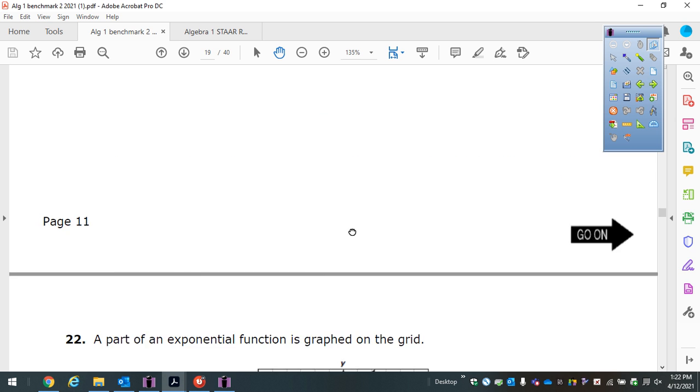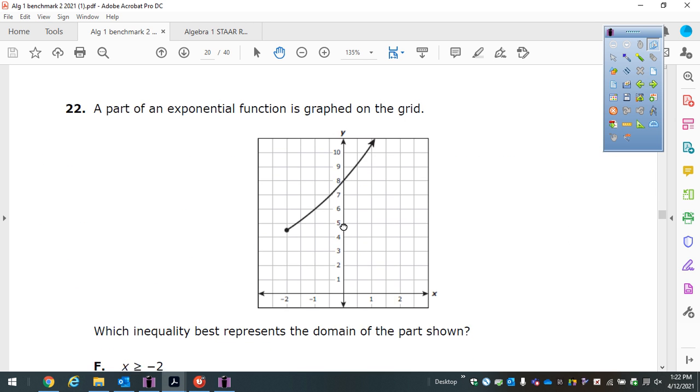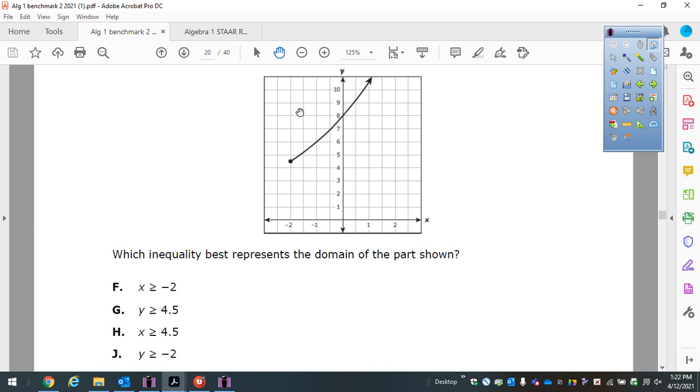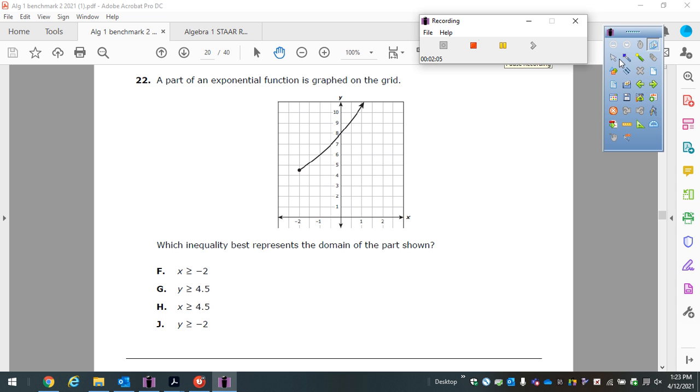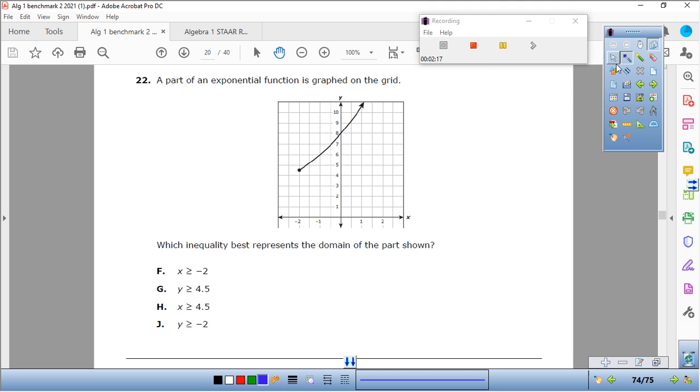Oops. Let's check this one out real quick. Time out, guys, real quick. Okay, so a part of the next function is on the grid. Domain. So we're worried about the domain. This is star test, guys. This is star test level for real.